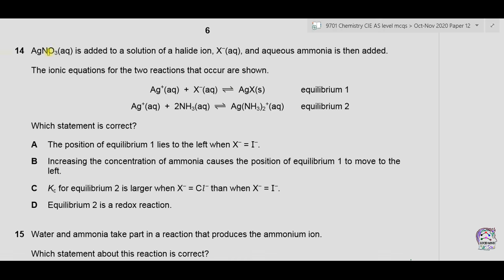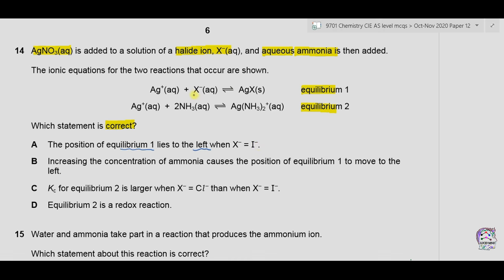Question 14. Silver nitrate aqueous is added to a solution of a halide ion X negative and aqueous ammonia is then added. The ionic equations for the two reactions that occur are shown. This is the first equilibrium reaction and this is the second equilibrium reaction. Which statement is correct? A. The position of equilibrium 1 lies to the left when X negative is iodide ion.